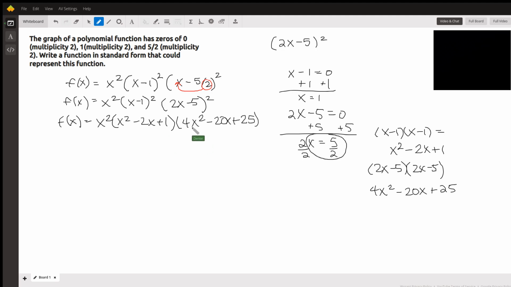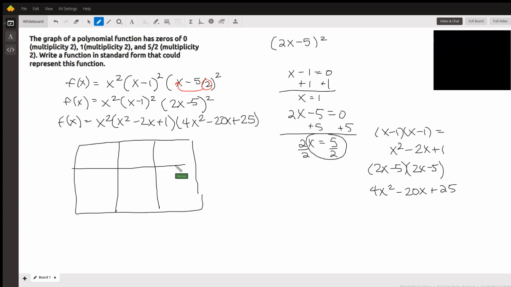I've got to keep going with the multiplication. We can do this as sort of a triple distributive property, but I think the easiest way to multiply these two trinomials together is in this table format. If we make a 3 by 3 table and we say x squared minus 2x plus 1 here, 4x squared minus 20x plus 25 here, we're going to multiply these together and put the result in each of these squares. So 4x squared times x squared is 4x to the 4th.